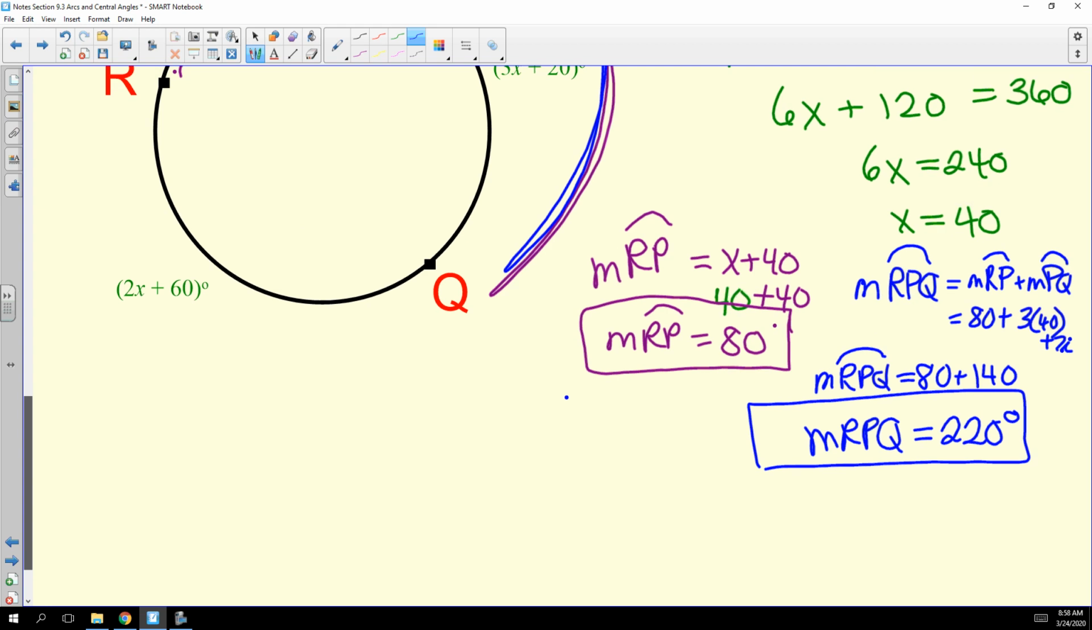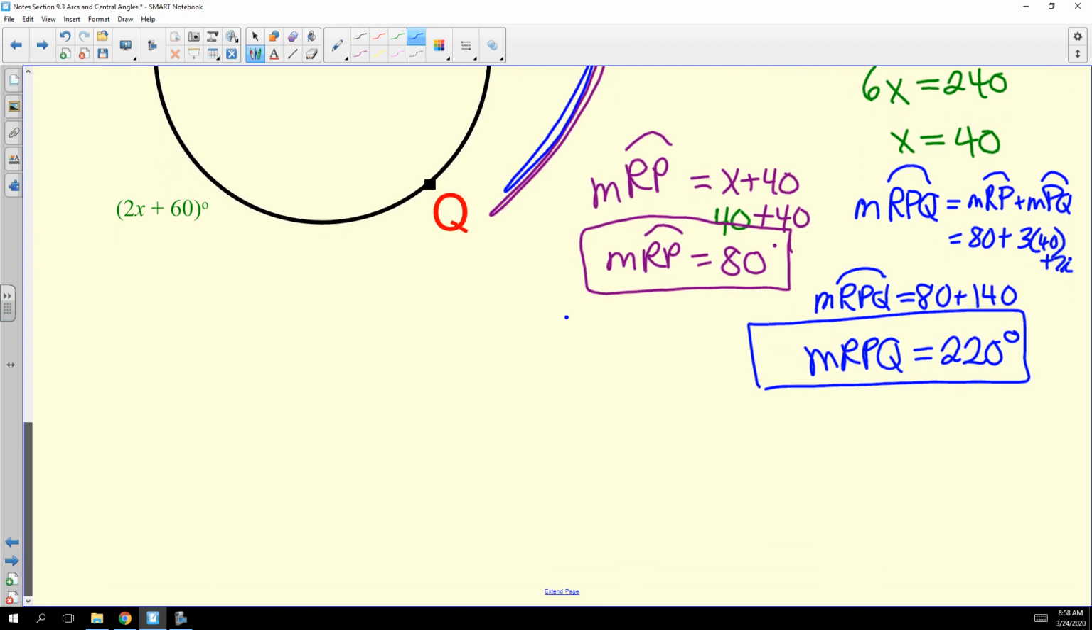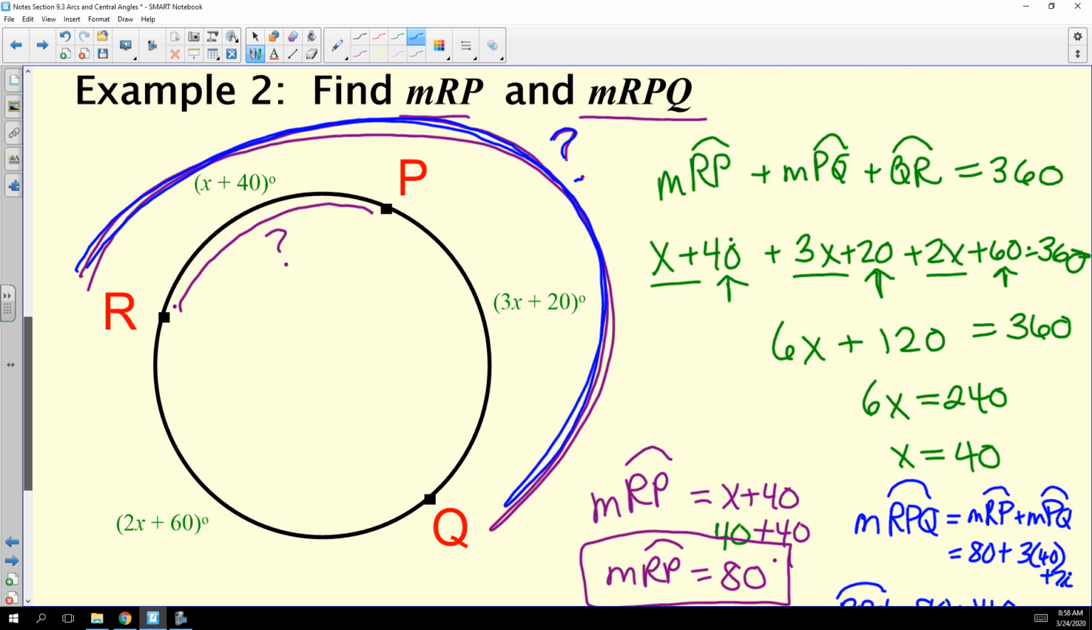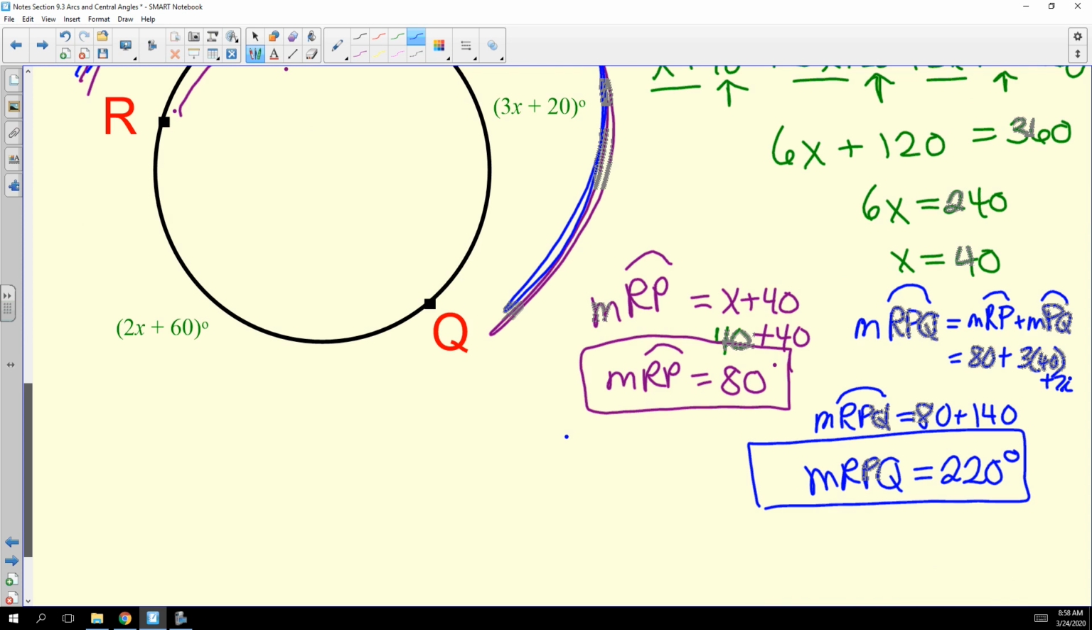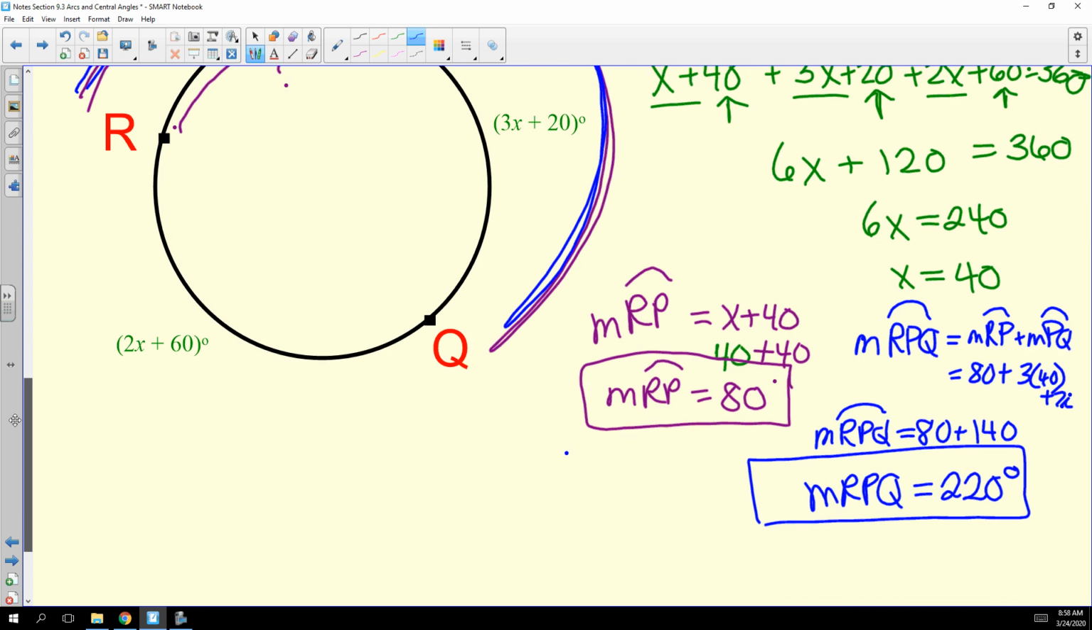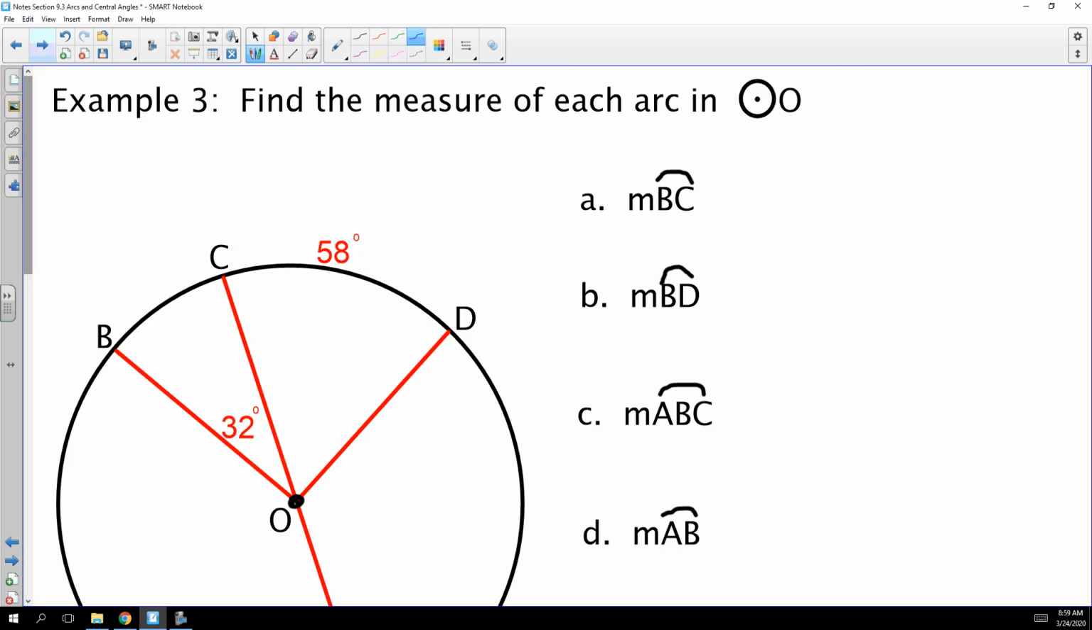And I know we could find the measure of arc RQ, but I'm not really interested. It just wasn't something that the problem was asking for, if you're paying attention. So I'm not going to do that piece. Let's see what's on the next page. All right, a great time to pause and see what you can do on your own. We're going to find the measure of each arc in circle O. So I'm going to have to be quick about this.